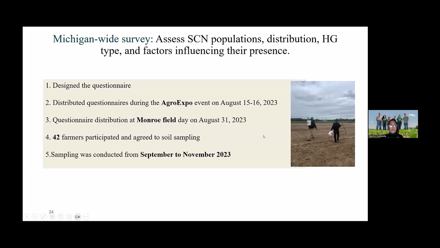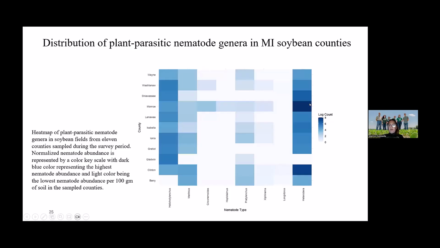We did a survey for soybean cyst nematode, and we found the only thing you need to focus on is the last bar right here. That is cyst nematode, Heterodera. And you can see these are the different counties. We can see the greatest concentration of soybean cyst nematode was found in Monroe County, and second most frequent is Clinton County.